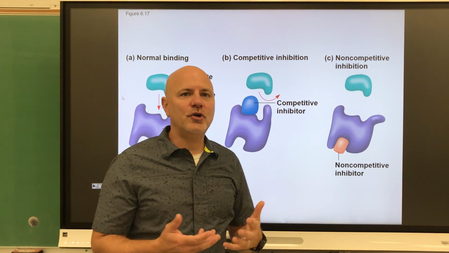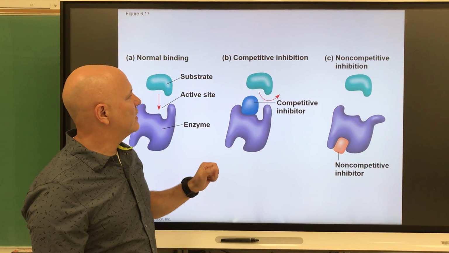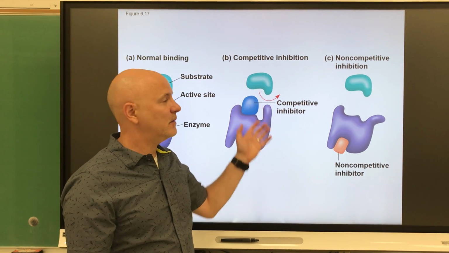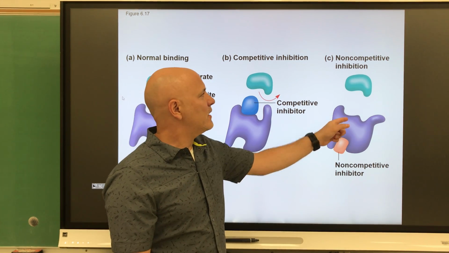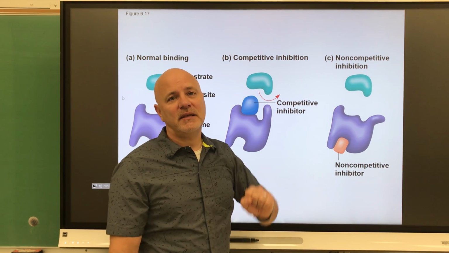Okay? So two ways in which the product can come back and inhibit its own production. One is binding to the active site, and that's competitive inhibition, so they're competing for that active site. The other is non-competitive inhibition, and that's where it binds to the enzyme, but not at the active site.